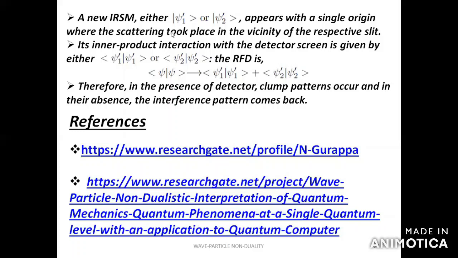This is about when the detectors are on. The moment the detector probe interacts with the particle, psi is scattered into psi prime, near slit 1 for example. Earlier, psi had two origins, through slit 1 and slit 2. The moment it interacts, its origin becomes only one, near that slit. Since there is one origin, it is like a spherical wave, and the interference is lost. The same happens with interaction at slit 2. Therefore, in the presence of detectors, a clump pattern occurs, and in their absence, the interference pattern comes back. This is the quantum enigma, and it can be easily explained by wave-particle non-duality.